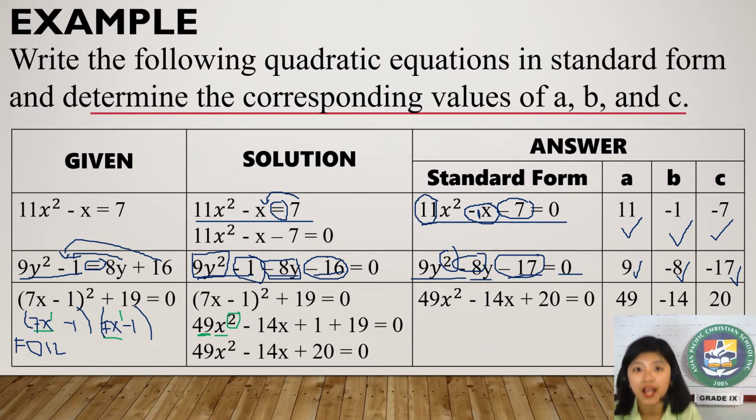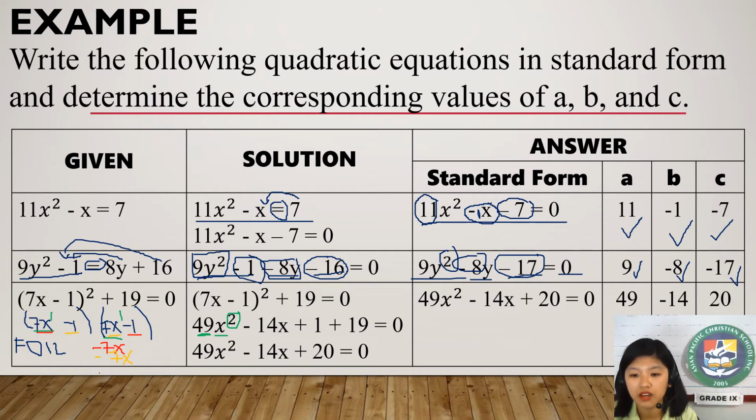Next one, we have O or outer term. Yung mga nasa labas. So, we have 7x here again and negative 1. So, 7x times negative 1 will give you negative 7x. And next, we have inner term. So, yung inner term, yung mga dalawang nasa loob. So, we have negative 1 and positive 7x. Next, multiply natin sila. So, negative 1 times 7x will give you negative 7x.